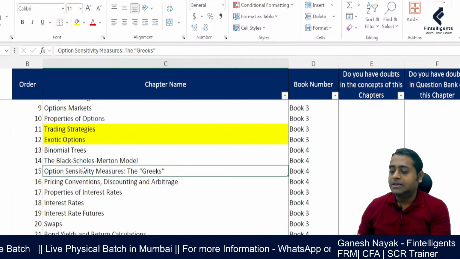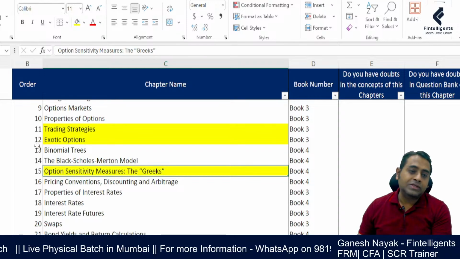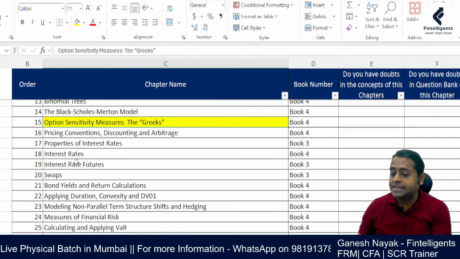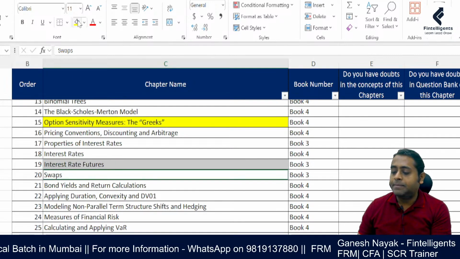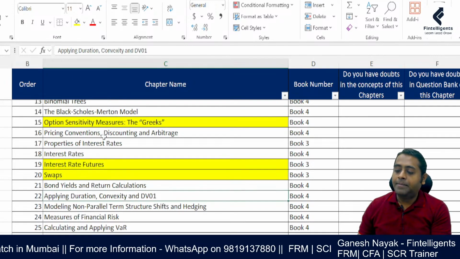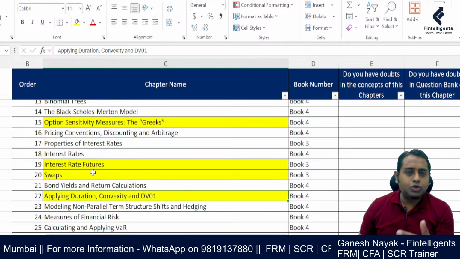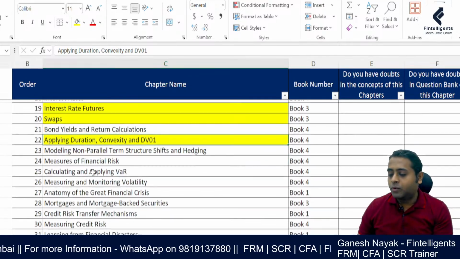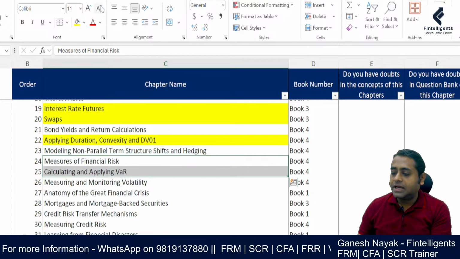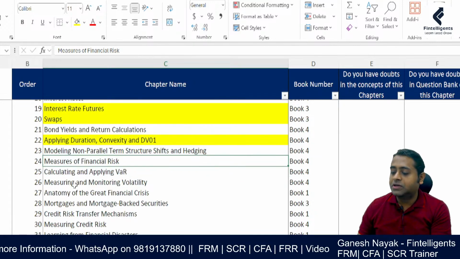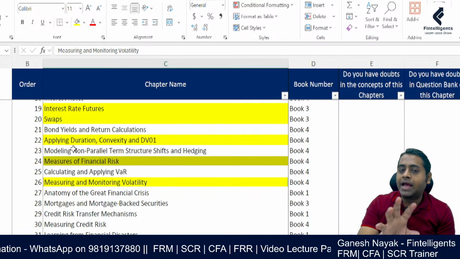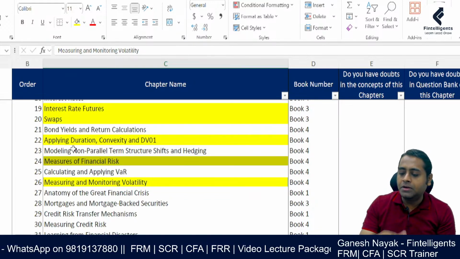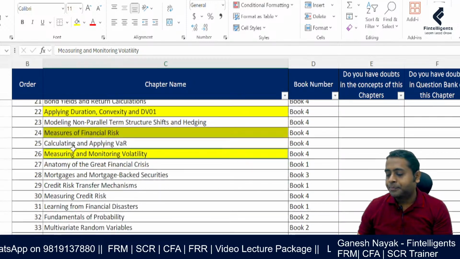Option Greeks is also slightly important, generally testable in the exam. Interest rate futures and swap, these chapters are generally testable. Applying duration DV01, make sure that you read it properly. Financial risk, measures of financial risk, and measuring and monitoring volatility. Both of these chapters related to VAR and expected shortfall are slightly important, so make sure that you read them properly.